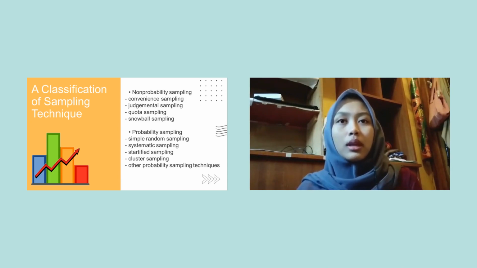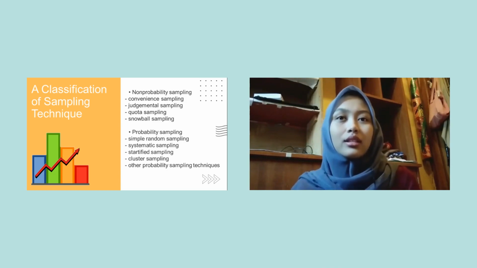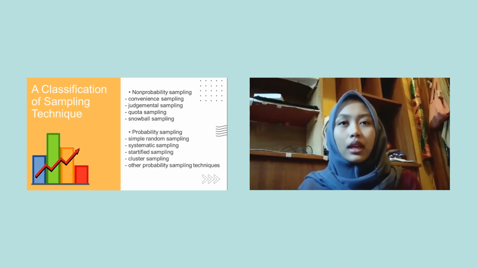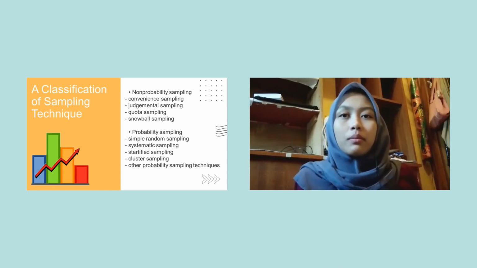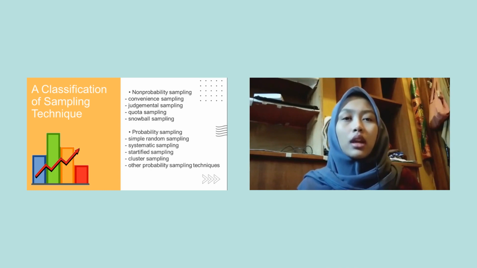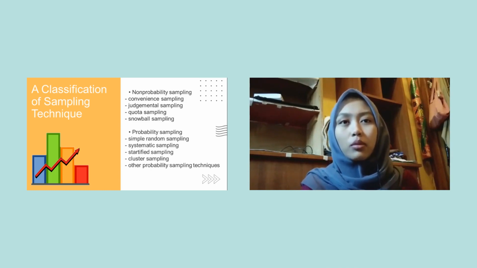Next, other probability sampling techniques. 1, sequential sampling, a probability sampling technique in which the population elements are sampled sequentially. The data collection and analysis are done at each stage, and the decision is made as to whether additional population elements should be sampled. 2, double sampling, a sampling technique in which certain population elements are sampled twice.